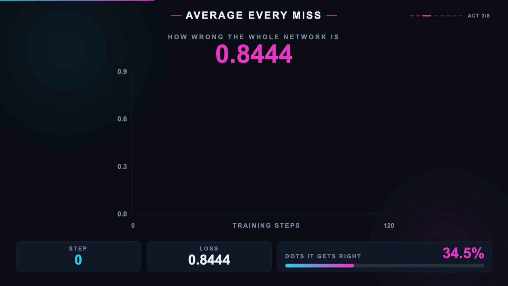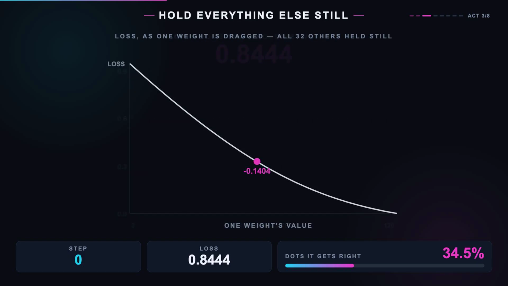Do that for all 200 dots and average how badly it missed, and you get a single score for how wrong the whole network currently is. 0.8444. That is the loss. Everything from here is one obsessive question, asked over and over. Which way do I move to make that number smaller? And that question has a shape. Let me show you the actual shape, because once you see it, the rest of this video is obvious.